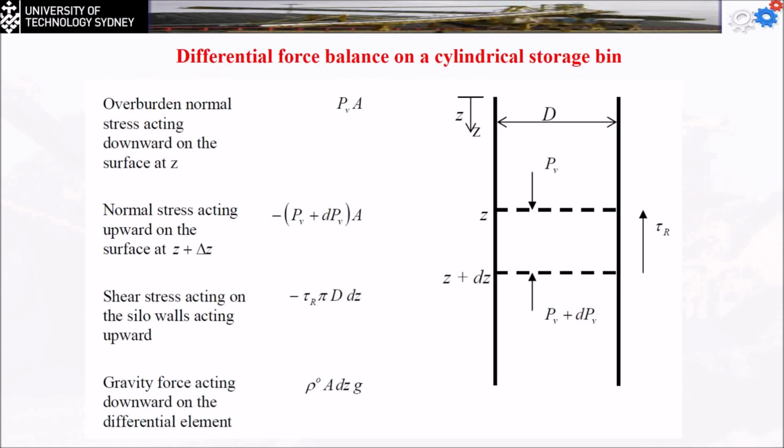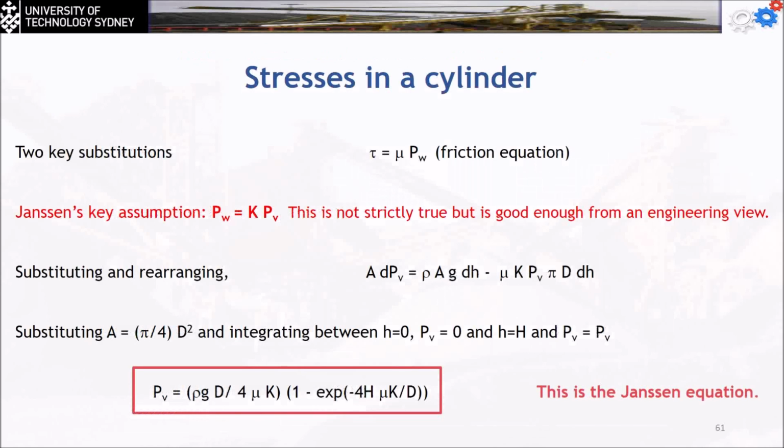Okay, so we are going to end up with the P value, the pressure on the wall, using the Janssen equation, which is equal to rho multiplied by g multiplied by D divided by 4 mu K, multiplied by 1 minus exponential of minus 4 H mu K divided by D. I know this is very complicated. It's much better to use it this way. So that's the equation of the stress in the cylinders using the Janssen equation.